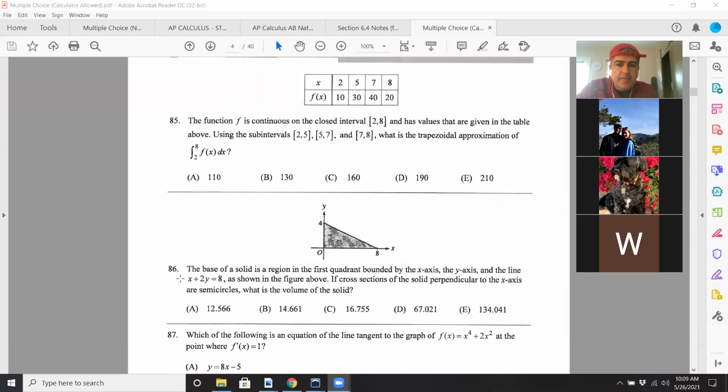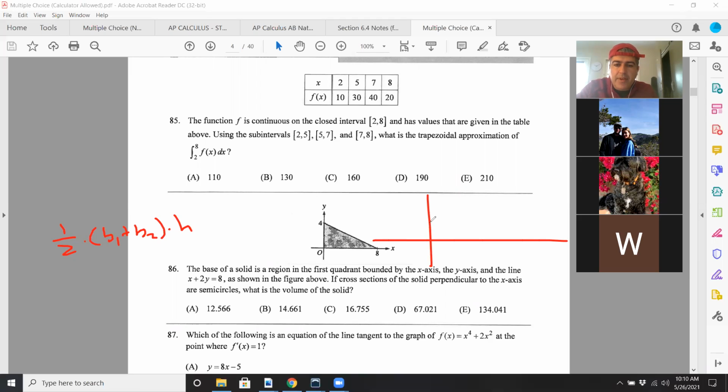So for 85, now you guys are familiar with Riemann sums. For example, if I want to do a left Riemann sum, you take the width of this interval, just 5 minus 2, times this y coordinate, which is 10. And then you rinse and repeat for the rest of the intervals. For a right Riemann sum, you do the same thing, but you use that corner, so 5 minus 2 times 30, and rinse and repeat. For a trapezoidal sum, first of all, it helps to know the area of a trapezoid, which you might remember from geometry.